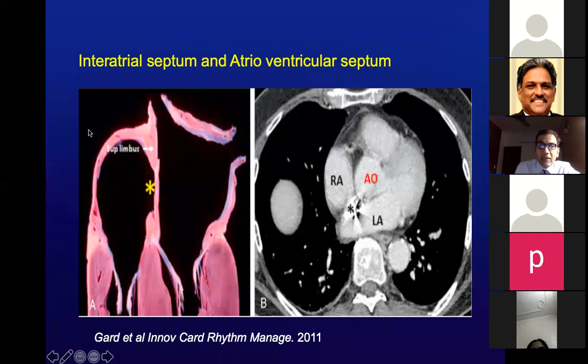And guess what resides in the roof of the left atrium? It is a branch from the circumflex artery, also called the sinus nodal artery. Okay. So let's go on further.